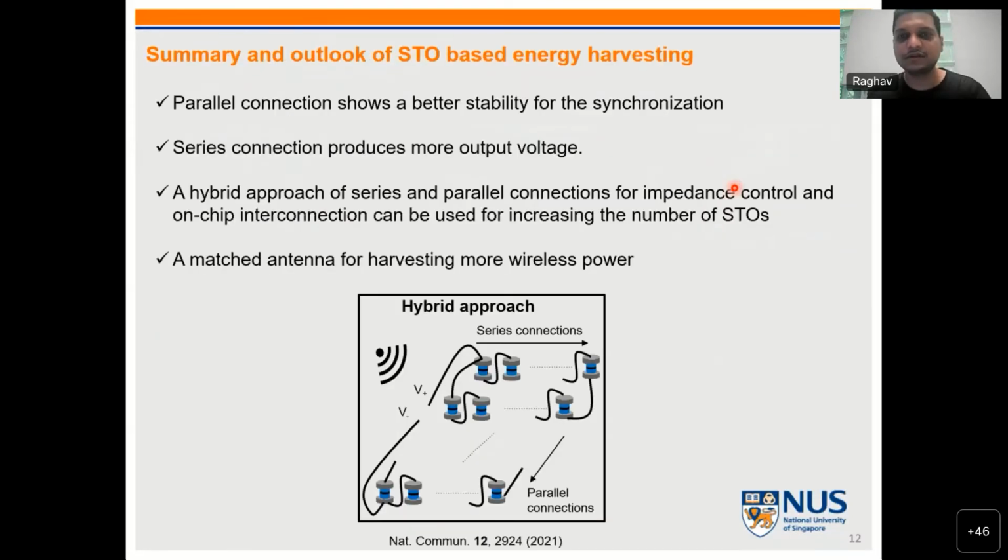So coming to the conclusion of this work, basically we require a combination of series and parallel to control the impedance matching. Since we are using wireless power, it also requires some kind of impedance matching with the devices, and for that we require some kind of hybrid approach. That will be more useful. But in any case, right now we have to increase the output voltage of the devices so that we don't need the booster and we can directly convert this into something like 1 or 2 volts.